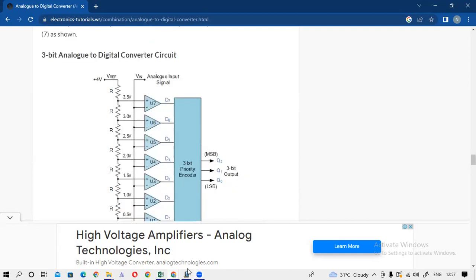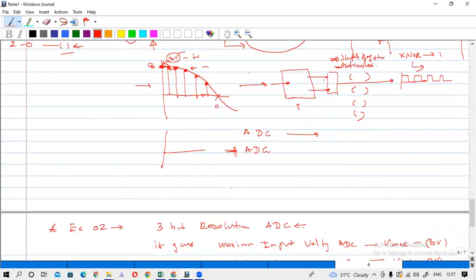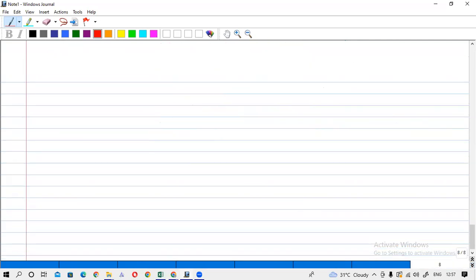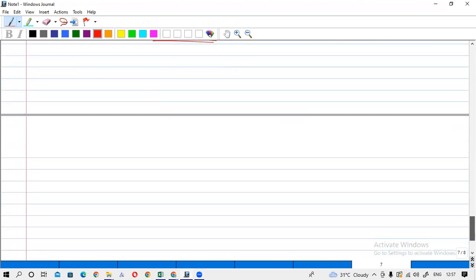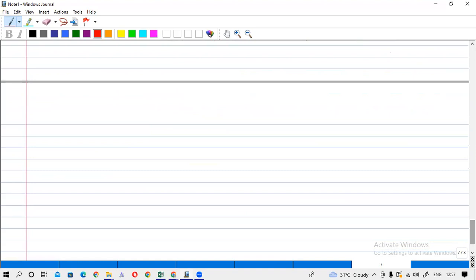Actually today I hoped to do the DAC part also, but the time is not enough to get to that. So the thing you have to understand is this; do it as homework. Next day we will start the DAC implementation.